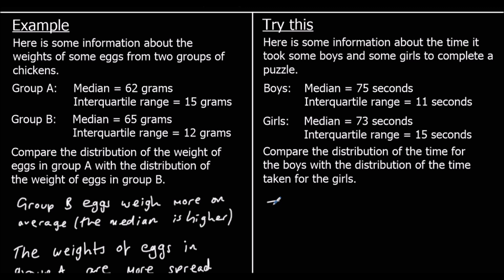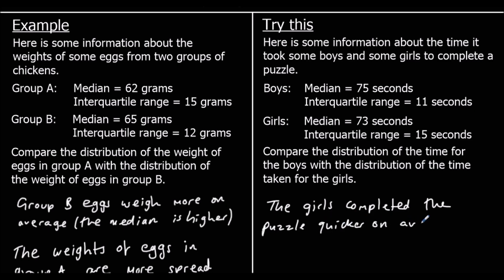So the girls completed the puzzle quicker on average, and that's because the median is lower. So the girls had a quicker time because their median is lower.